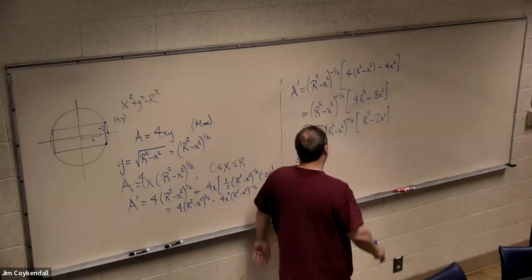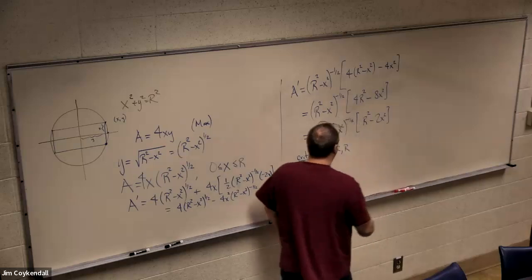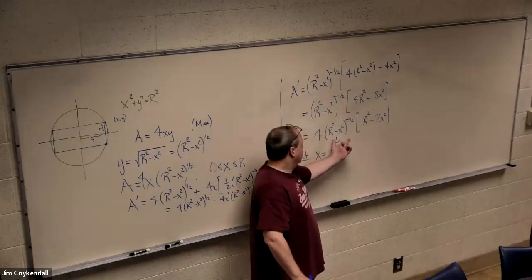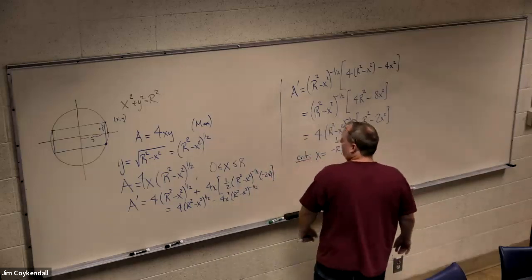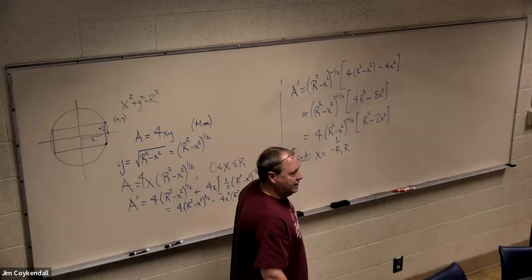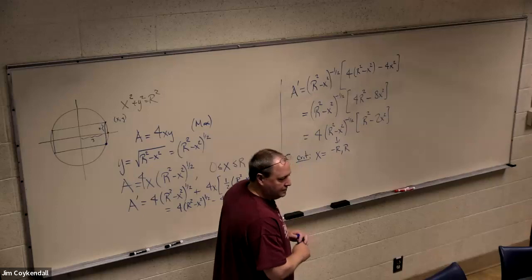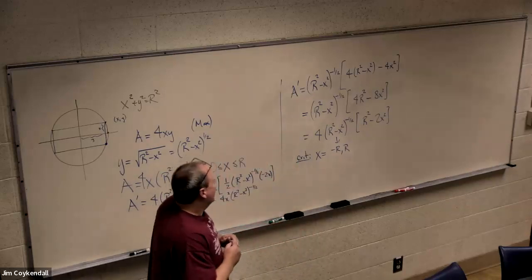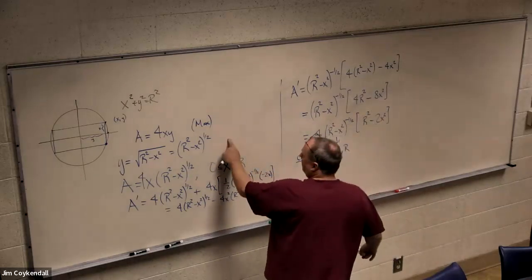This one gives minus r and r. That's going to make that argument 0, right? And one of these I don't need. Which one do I not need? Don't need the negative r because it's not in my acceptable range.